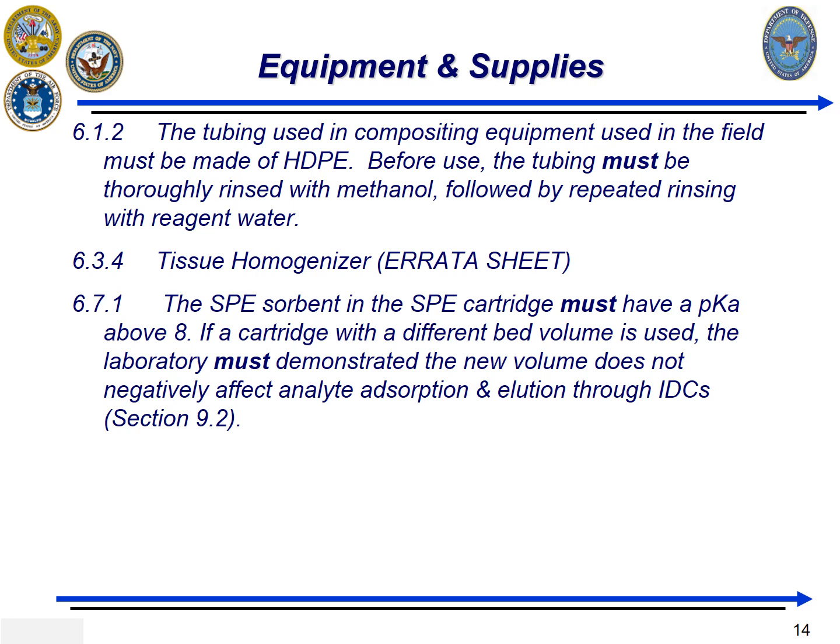Next up, we have the solid phase sorbent in the SPE cartridge must have a pKa above 8. And also, the method states, if a cartridge with a different bed volume is used, the laboratory must demonstrate the new volume does not negatively affect absorption and elution through IDOCs. So again, you would have to have another initial demonstration of capability utilizing those different bed volumes.